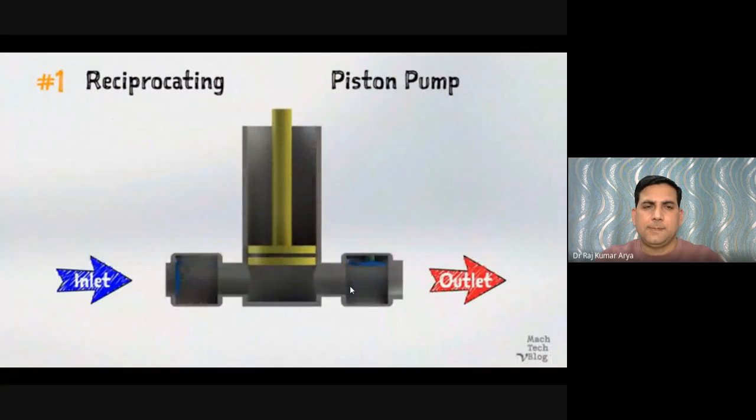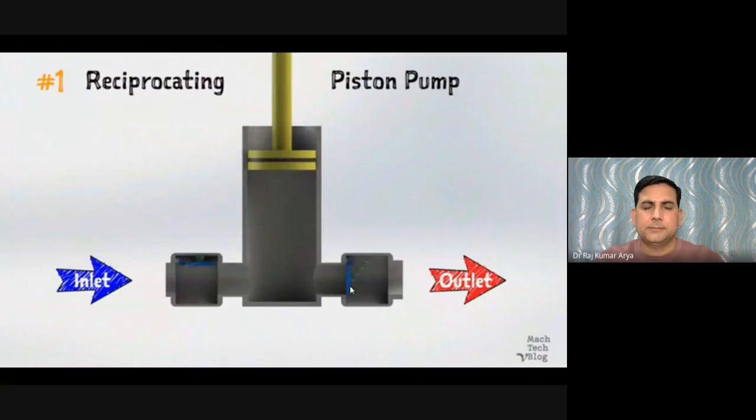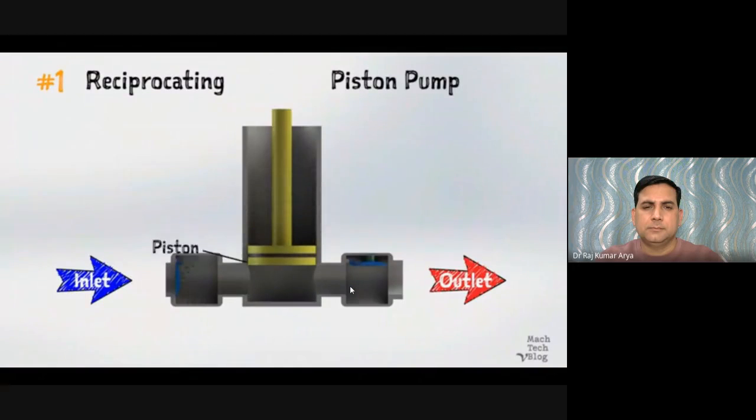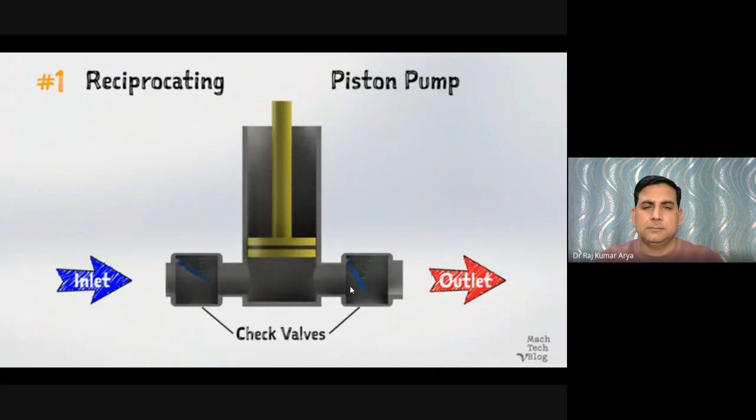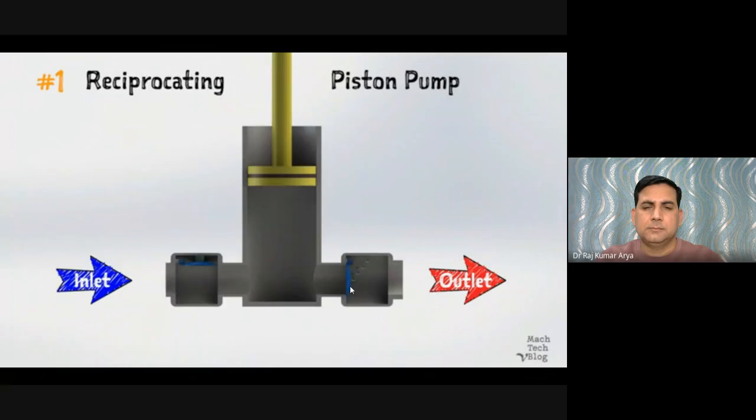The mechanism consists of a reciprocating piston inside of a cylinder with check valves at both the inlet and the outlet. When the piston is on its suction stroke, which is the upstroke in this case, the chamber inside of the cylinder expands. The pressure drops, the check valve on the suction side opens, and fluid is admitted through the inlet.